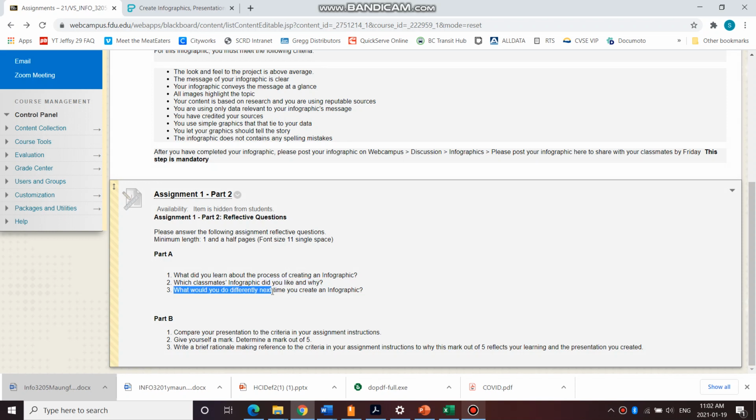And then, what would you do differently next time you create an infographic? Say you had another chance to create the infographic, the same one or a different one. What would you do differently next time?